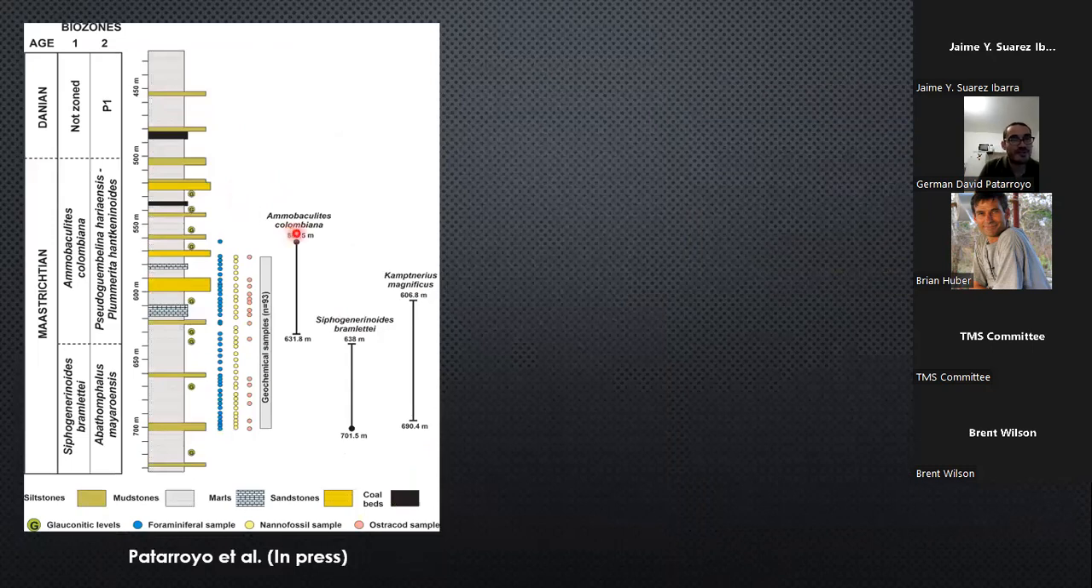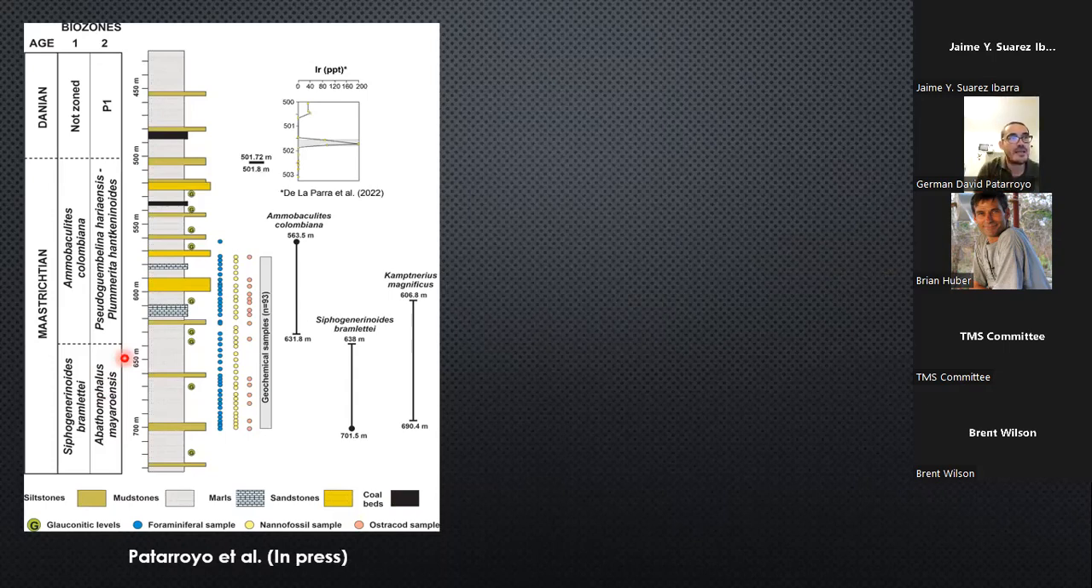However, when we analyzed the material that we have in Diablito, we concluded that we were dealing with a part of the Colón Formation, not all of it. And using the foraminiferal assemblages, we were able to recognize not all 3 zones of Cushman and Herbert, but only the second one, Siphogenerinoides bramlettei, and the upper one, Ammobaculites colombiana. We also took advantage of the fact that the KPG boundary was already recognized in the same core, where they were also able to recognize the iridium anomaly.